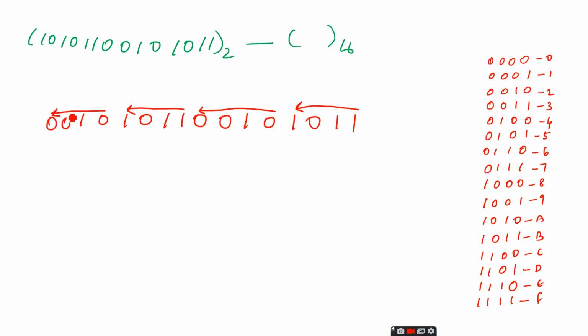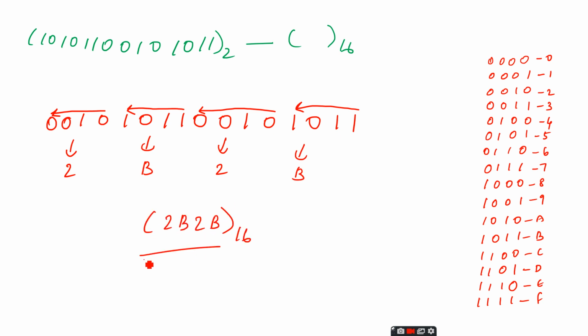So this is the next group of 4 bits. 0010, the equivalent number is 2. 1011, that is B. 0010, it is 2. 1011, that is B. So the answer is 2B base 16. This is the answer.